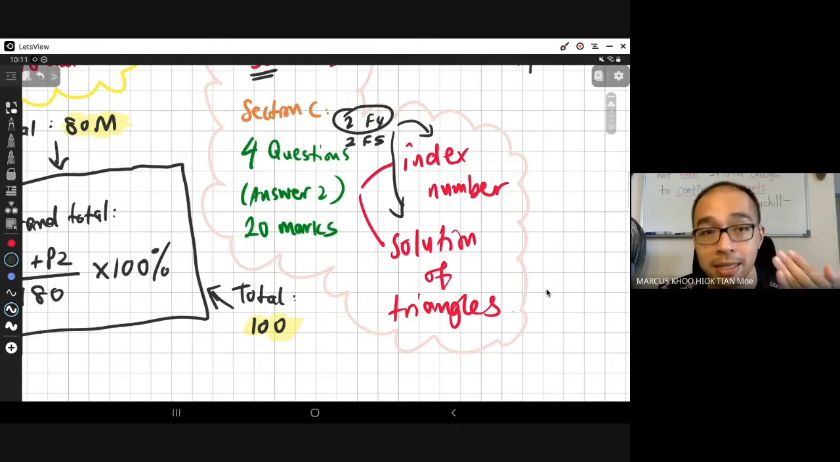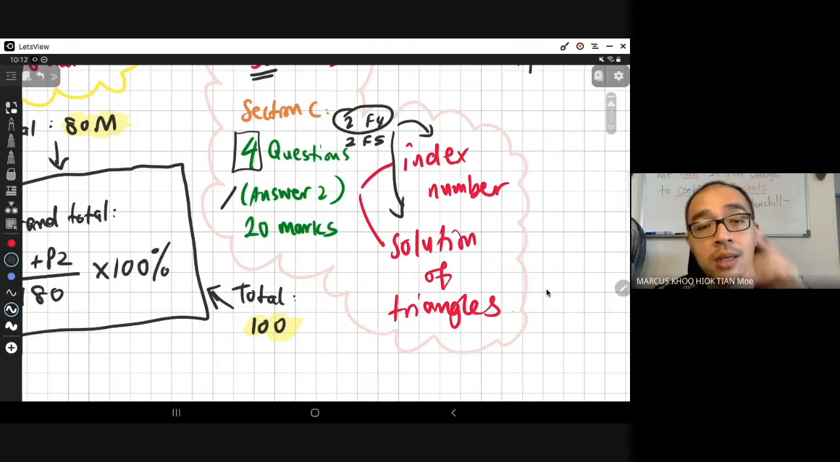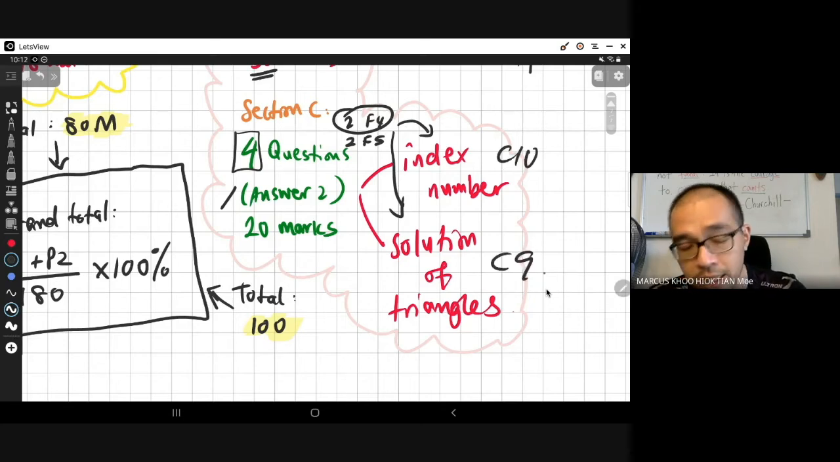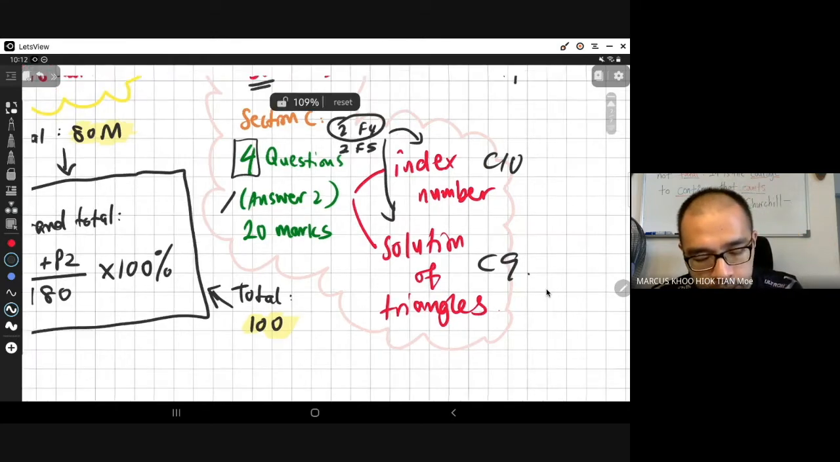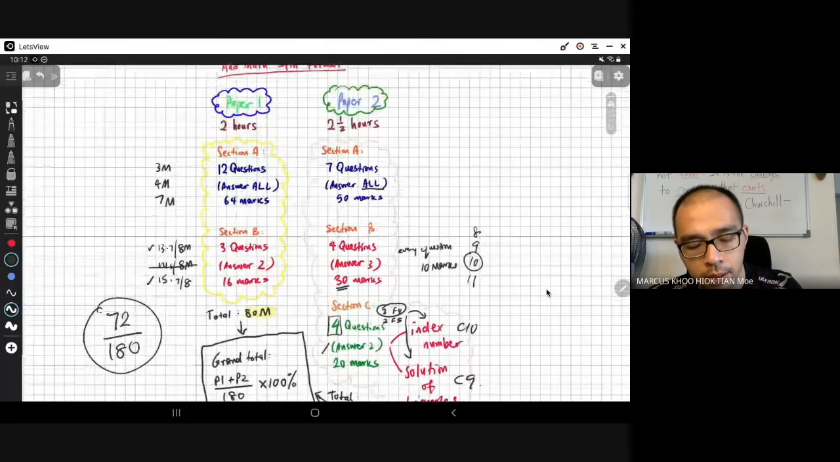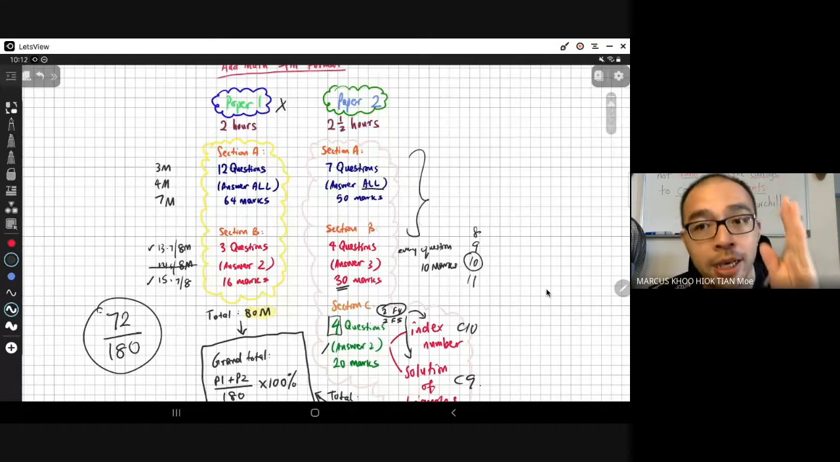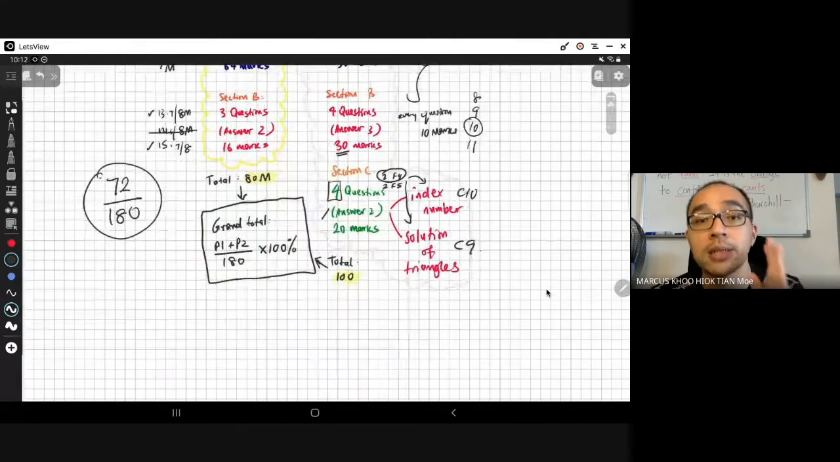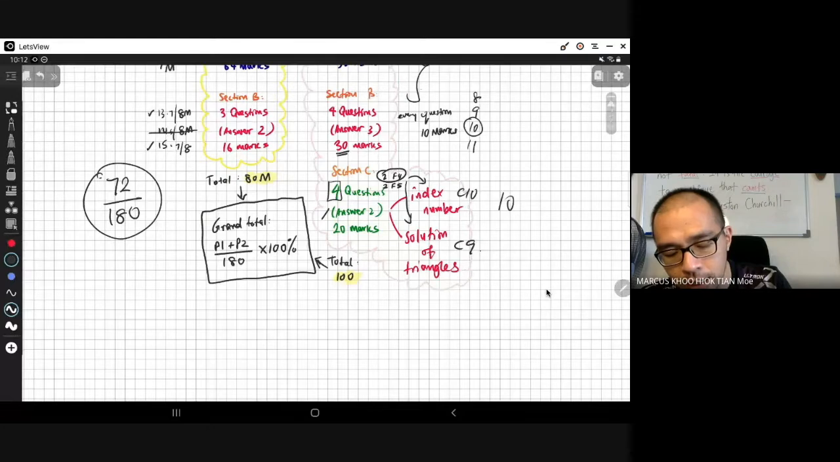In your coming exam, we will not give you 4 questions. We will only give you 2 questions and you must answer both. So you must answer 1 index number question and 1 solution of triangles question. This is chapter 10, this is chapter 9, in case some of you are asking. The good news is chapter 9 and chapter 10 will not come out in paper 1 and will not come out in these 2 sections in paper 2. It will only come out in paper 2 section C, and it is 10 marks each question.